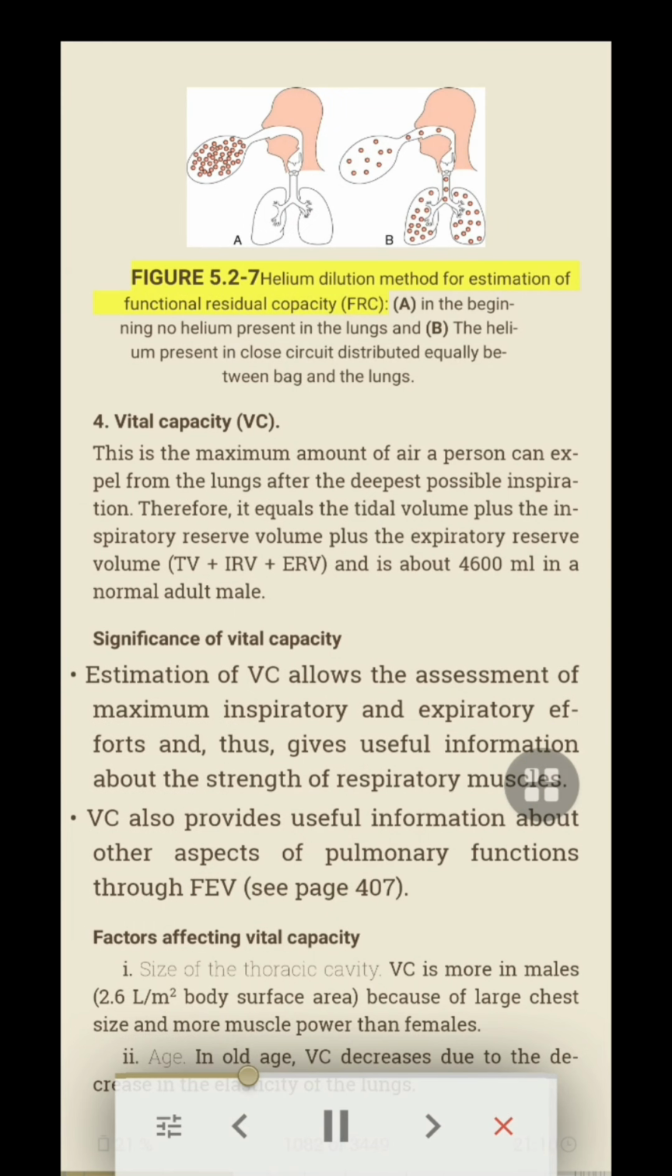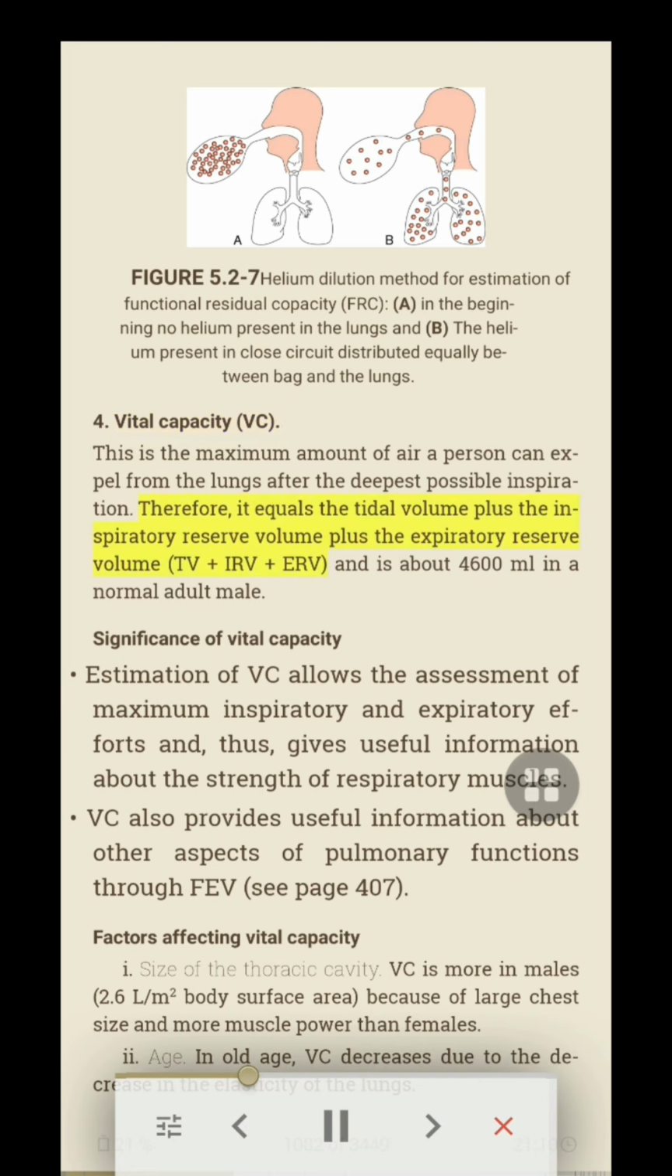Figure 5.2-7. Helium dilution method for estimation of functional residual capacity, FRC. A. In the beginning no helium present in the lungs, and B. The helium present in closed circuit distributed equally between bag and the lungs. 4. Vital capacity, VC.